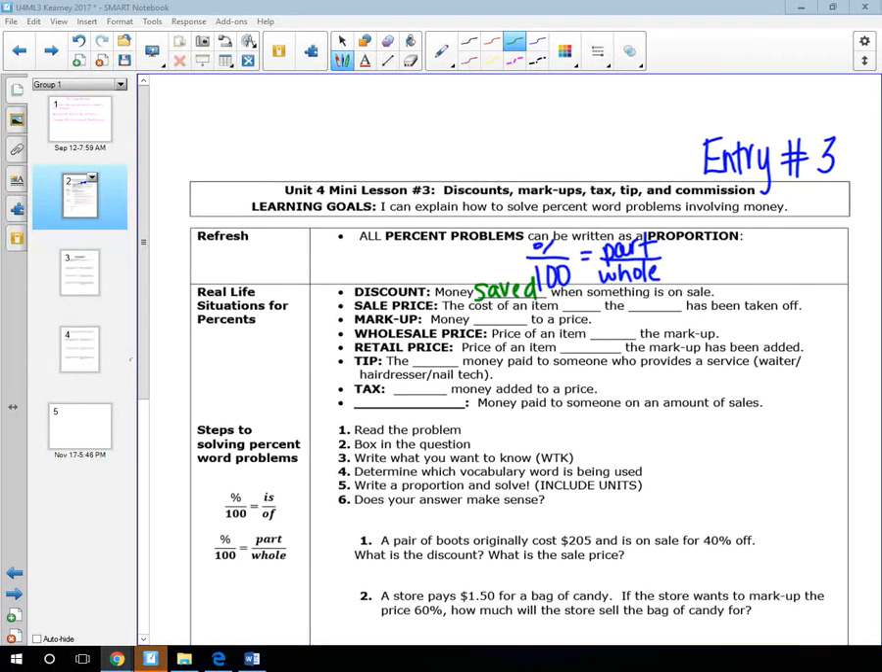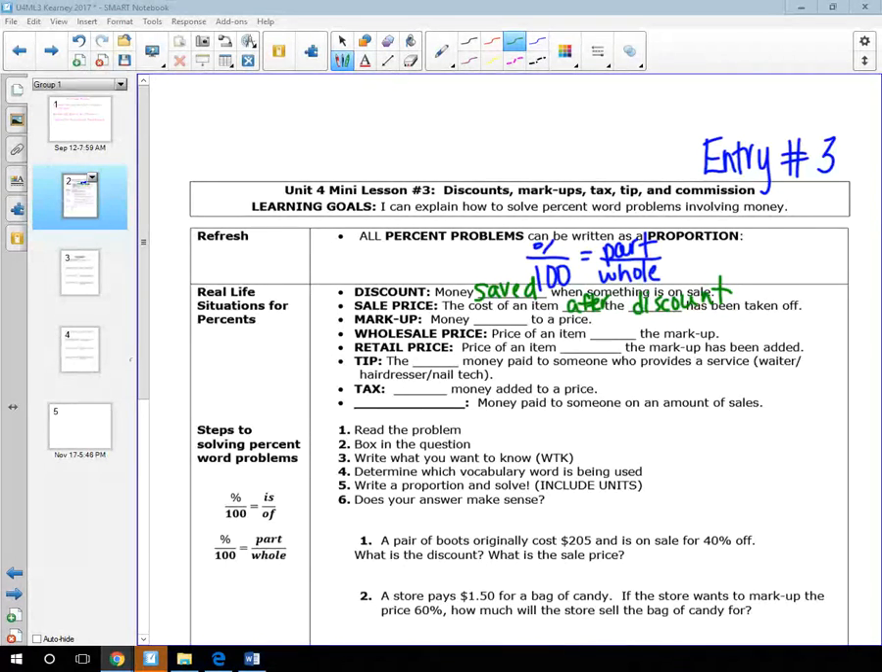Now, after you get the discount, you may want to know, what am I actually going to pay for the item after the discount? And that's the sale price. Sale price is the cost of the item after the discount has been taken off. So after you find that discount and you take that away from the total, that would give you your sale price. Now those sound very similar, so a lot of people get those mixed up. Discount is the amount of money off and the sale price is after that money has been taken off.